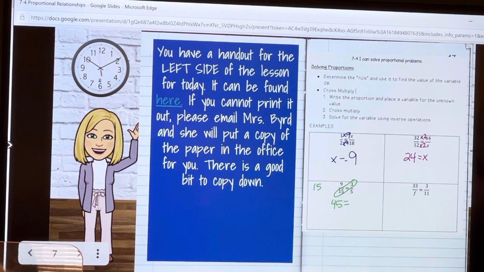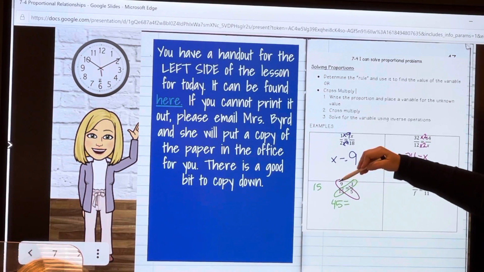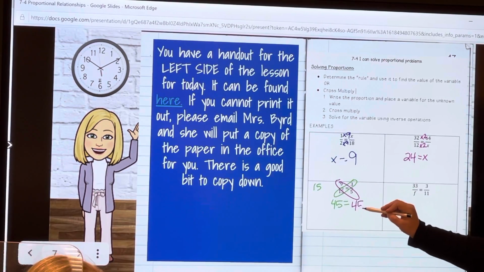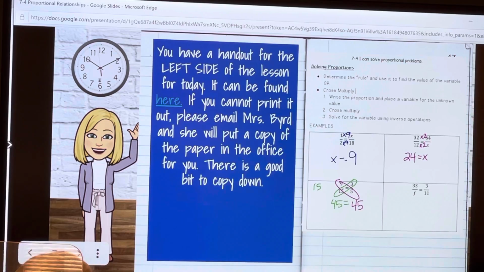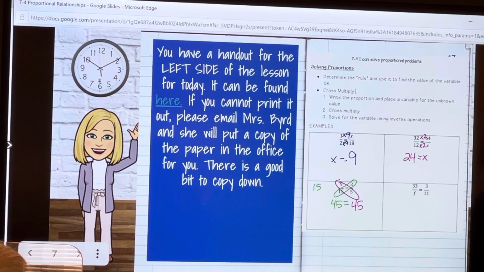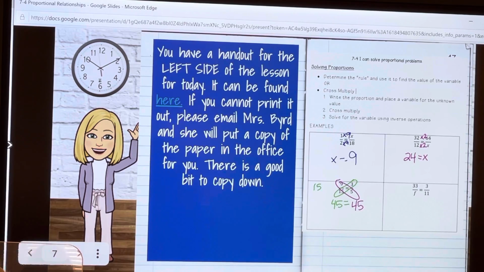What is 9 times 5? 45. So are they equal? Yes. Okay. Now, we are going to do this one using cross multiplication. Some of you can figure out the rule. Some of us will struggle to figure out the rule. So I'm going to tell you we are all going to do cross multiplication for this one right here.